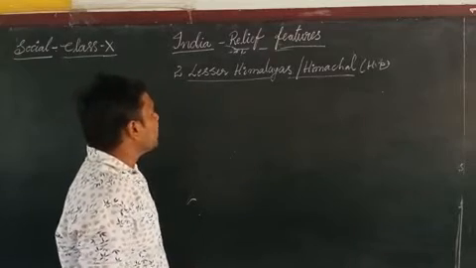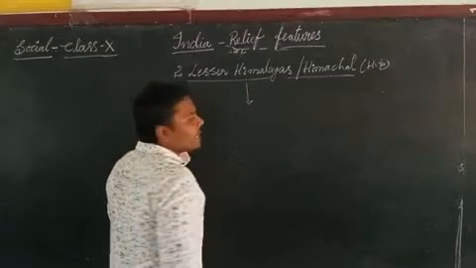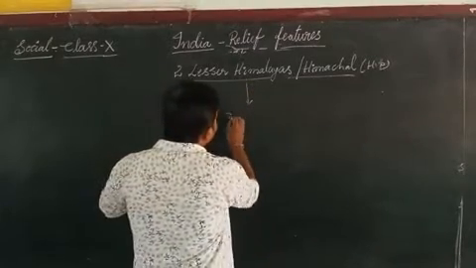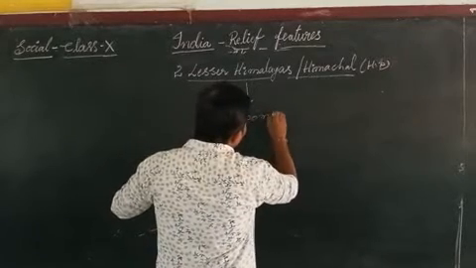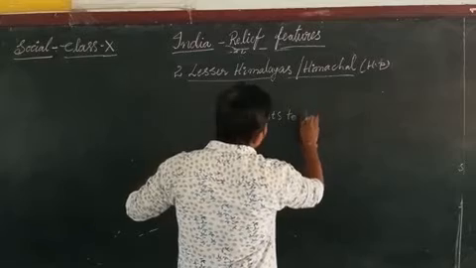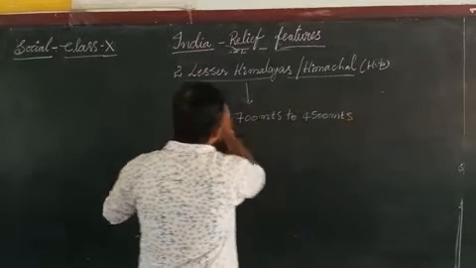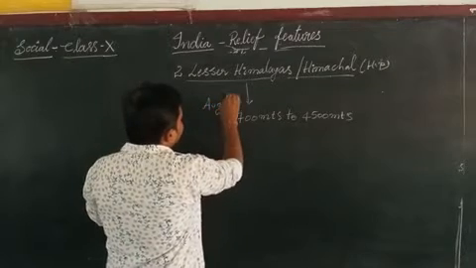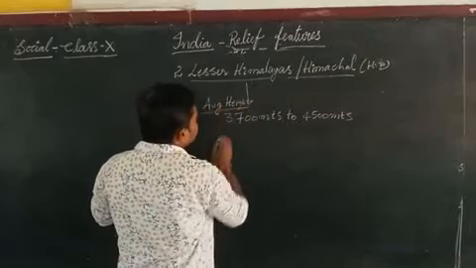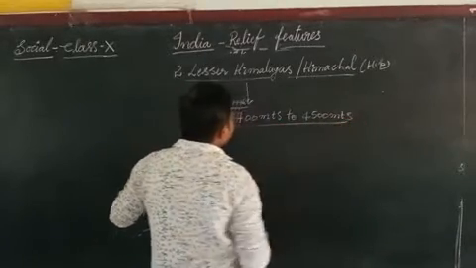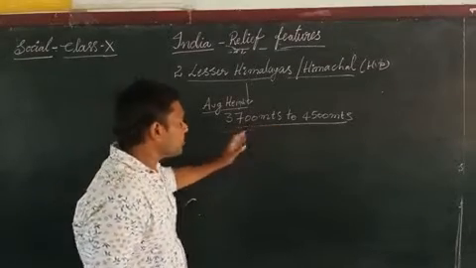The average height of this Himachal region is about 3,700 meters to 4,500 meters. The average height of the Lesser Himalayas is 3,700 meters to 4,500 meters.